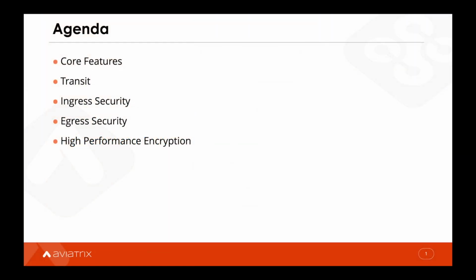Now we're going to discuss at a very high level some of the key Aviatrix platform features and how we can solve networking and security challenges in the cloud. Specifically, we're going to cover some of the core platform features: transit, Ingress security, Egress security, and high-performance encryption.